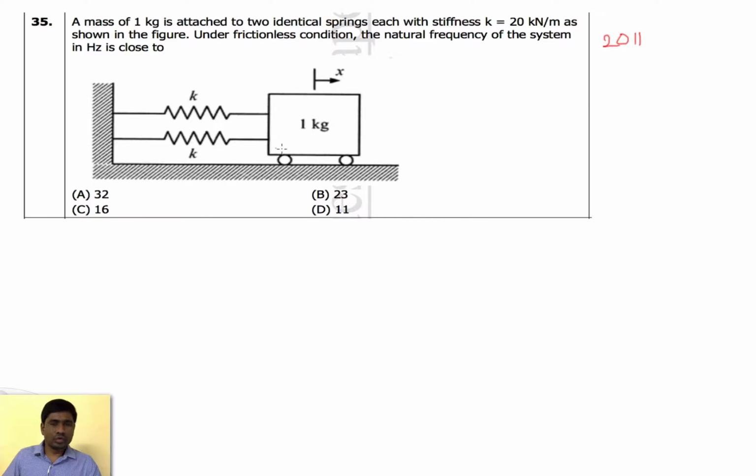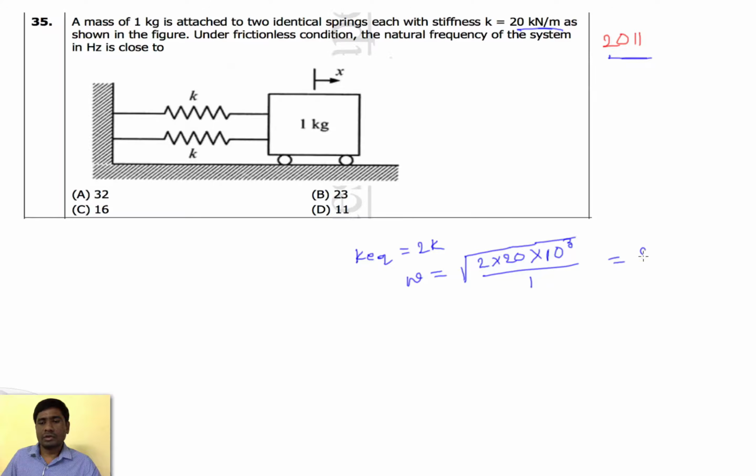And this is asked in 2011. And again the same procedure of parallel connection. So k equivalent equals 2k, and omega equals the square root of k equivalent by m. Here 2 into 20 kilonewton, that means 10 power 3, divided by the mass, which is 1 kg. So we will get 200 radian per second.